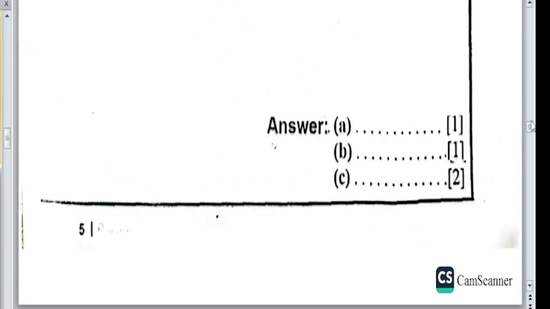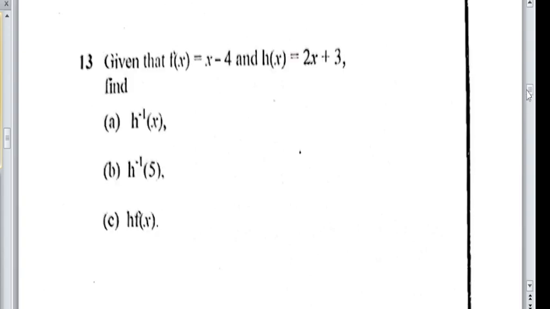Alright, we have a question on functions, question 13. So that is a question on functions. Given that f of x is equal to x minus 4 and h of x is equal to 2x plus 3, find the inverse of h of x. How do we find the inverse of a function? So this is what we do.